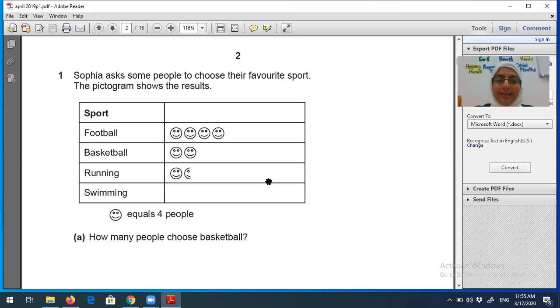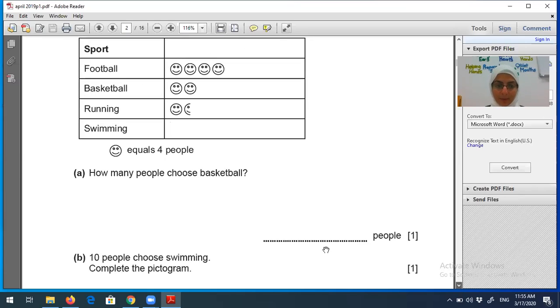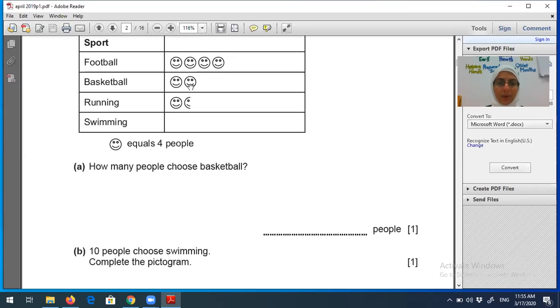He's saying you hear Sophia ask some people to choose their favorite sport. The pictogram shows the results. So here you have to look at the key. Can you see here the key? The key here is telling you that each face equals 4 people. So how many people choose basketball? Simply your answer should be 8, since you have here 4 plus 4. Okay, let me show you quickly. So here you have 4 plus 4 gives you an answer 8. Okay, now let's erase it.